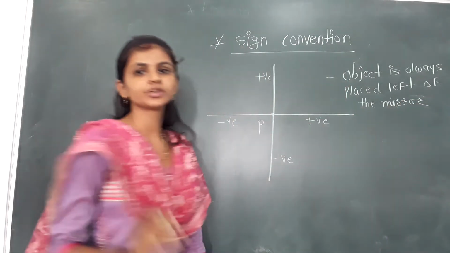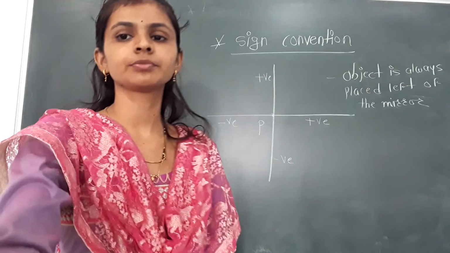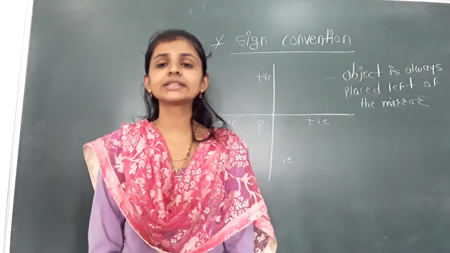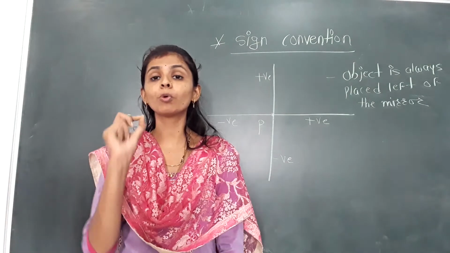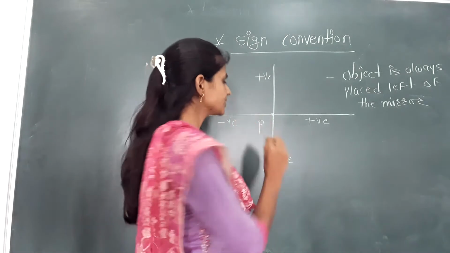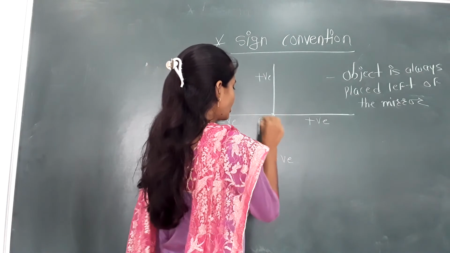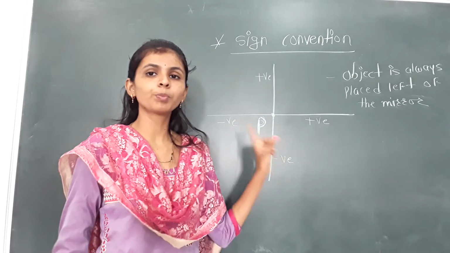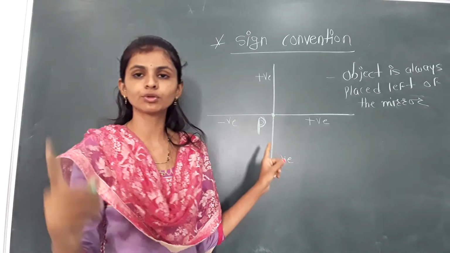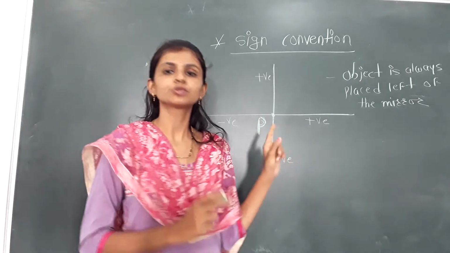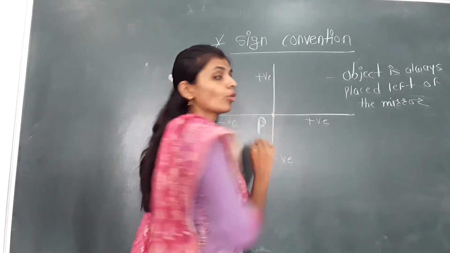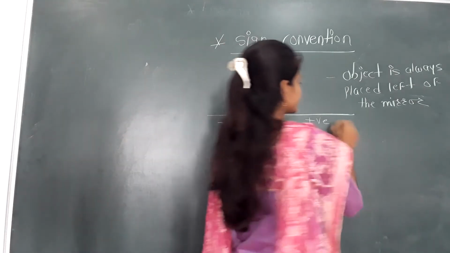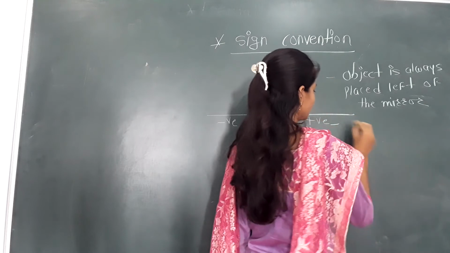Okay, so it is always left of the mirror. Next one is, all distances of the mirror are measured from the pole itself. Okay, all the distances are measured from the pole, which is our origin point. If you want to measure the center of curvature or the focal length, at that time the pole is the origin point. So all distances are measured from the pole.